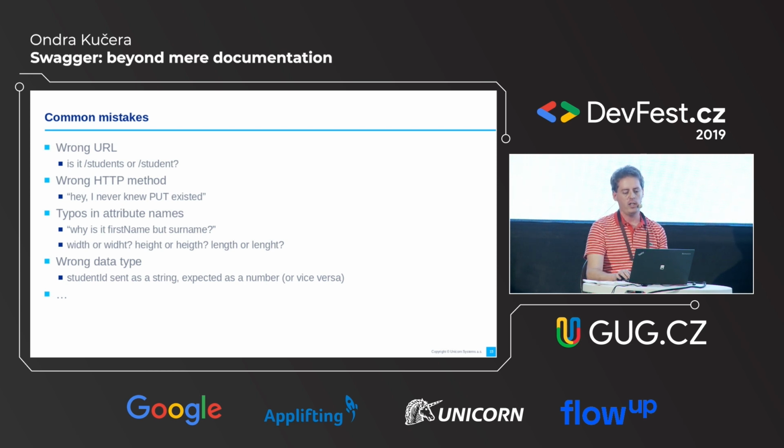If you are Czech natives, you may have problems with words like width, height, or length, right? Again, also popular mistake, IDs. Are they strings? Are they numbers? Does server care or does it not care?